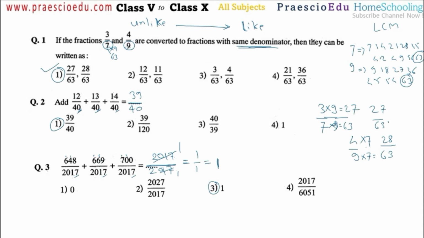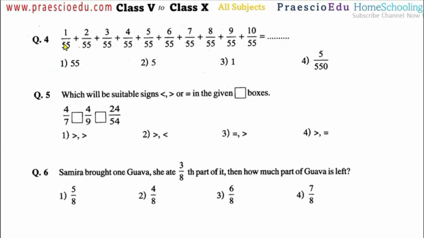So now question number 4. Here, question number 4: 1 by 55 plus 2 by 55 plus 3 by 55 plus 4 by 55 plus 5 by 55 plus 6 by 55 plus 7 by 55 plus 8 by 55 plus 9 by 55 plus 10 by 55. All are like fractions because in the denominator there is 55. So this 55 is kept as it is, and all are additions. So all the numerators we are going to add: 1 plus 2 plus 3 plus 4 plus 5 plus 6 plus 7 plus 8 plus 9 plus 10.